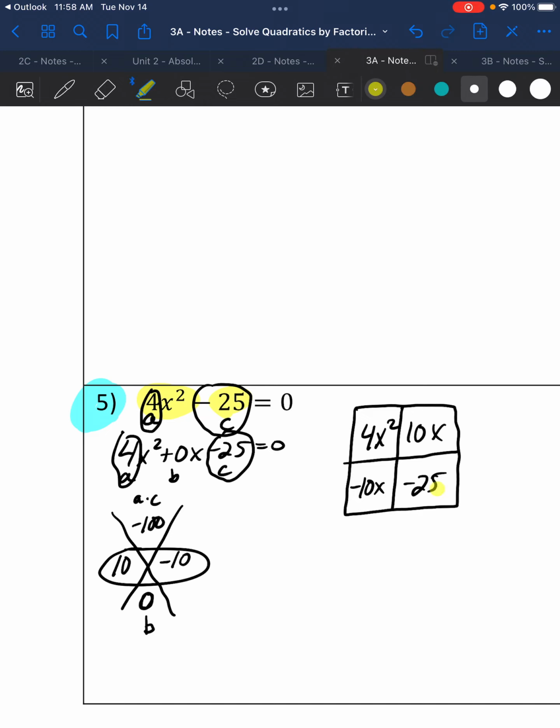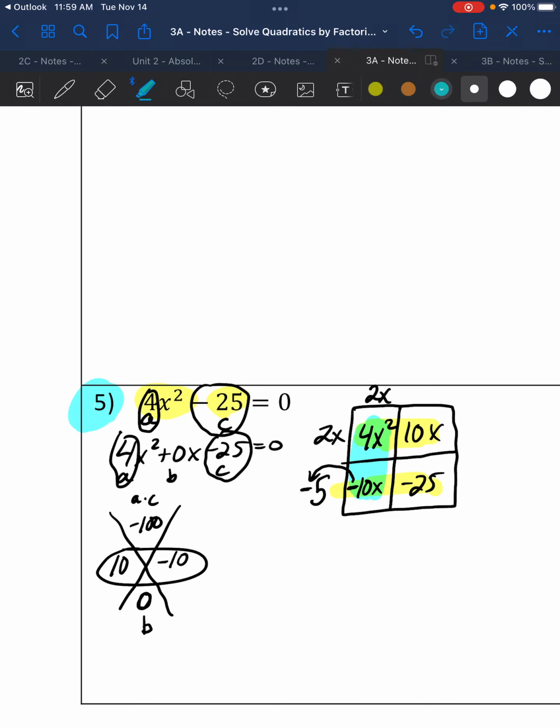Take out your greatest common factor of each row. The bottom row is 5. And since it's a negative 10, it'll be a negative 5. The negative always dictates the sign. Top row is 2 and x. First column is 2 and x. And last column is just a 5. Since this top right is positive, it'll dictate the sign of the greatest common factor that came out. So it'll be plus.